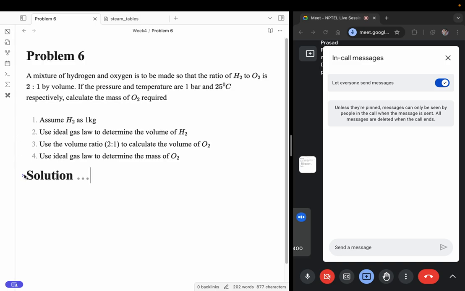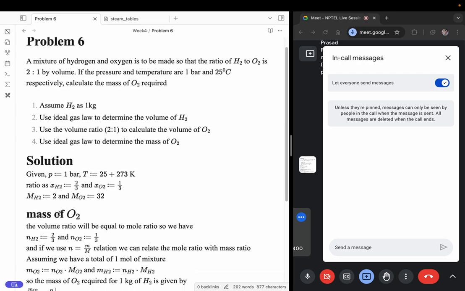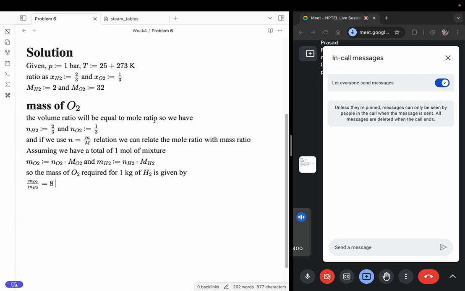Yeah, I guess you would have done by now. So these are the initial pressure and temperature. I will just calculate the mole fractions, and these are the molecular weights of hydrogen and oxygen respectively, so that you can calculate the number of moles. So volume ratio will be equal to mole ratio, so we have directly taken those values.